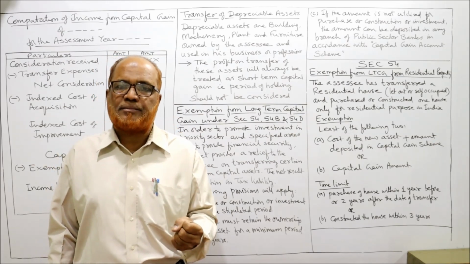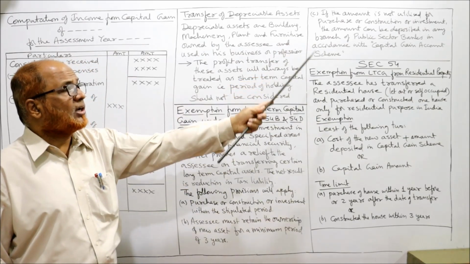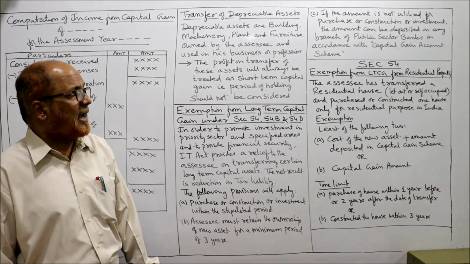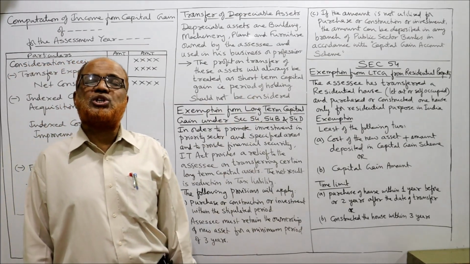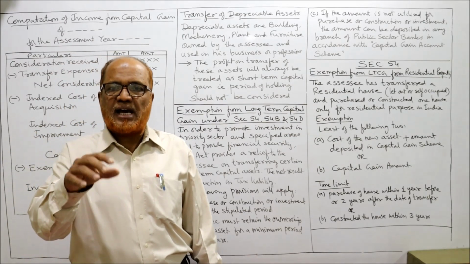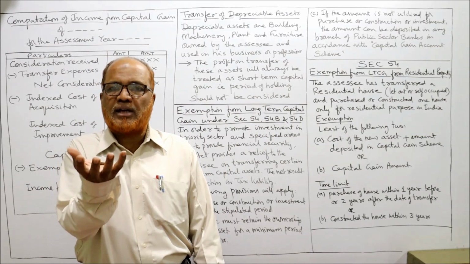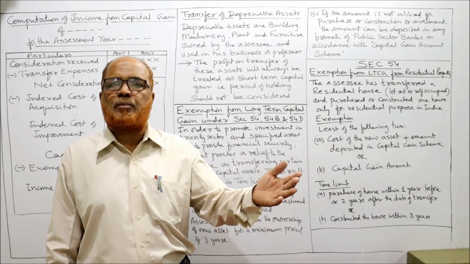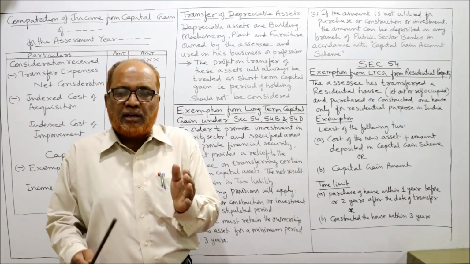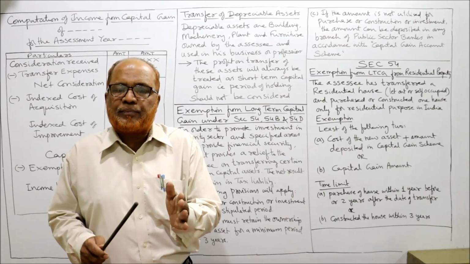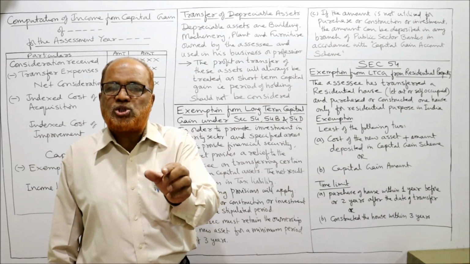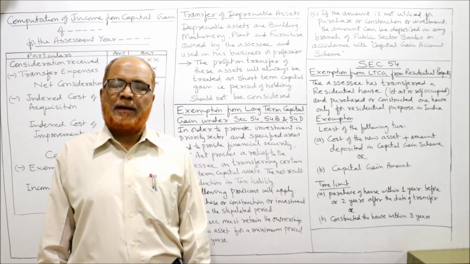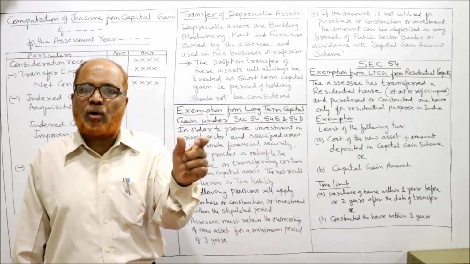Then the third one is, if the amount is not utilized for purchase or construction or investment, the amount can be deposited in a branch of a public sector bank in accordance with the capital gain account scheme. Sometimes what will happen, the SSC has sold an asset, transferred an asset, he got the capital gain. Now immediately he is not able to make the investment or purchase another property. So the Income Tax Act says, till the time you are able to purchase it, deposit that consideration received or capital gain in a public sector bank in accordance with the capital gain account scheme.